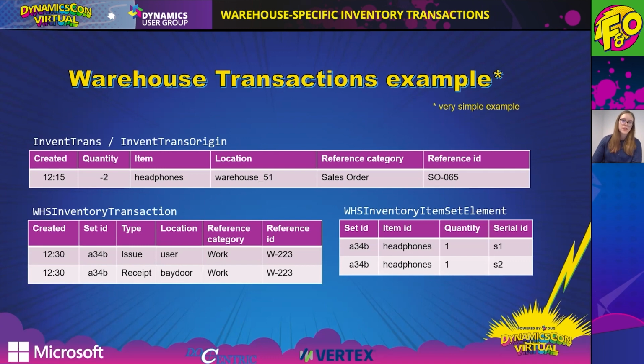Change starts when we reach the warehouse. So here we have new WHS inventory transactions for work, and new entries in WHS inventory item set element. These are these 2 headphones, and we have both serial numbers. And maybe what you can notice here is that both of them, this step is reused by 2 transactions, by the issue and by the receipt.